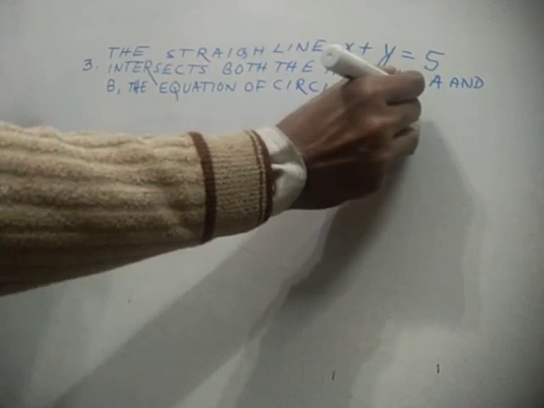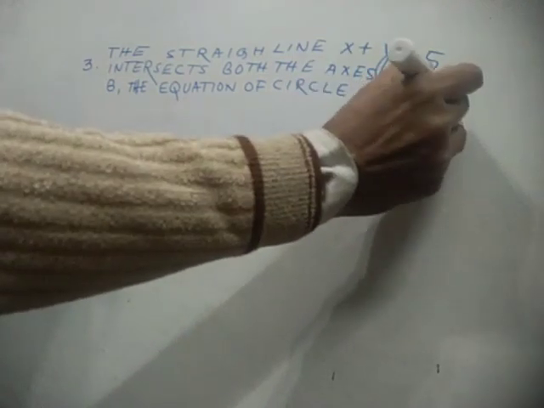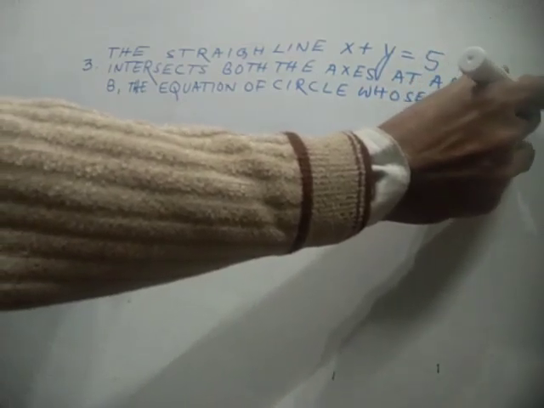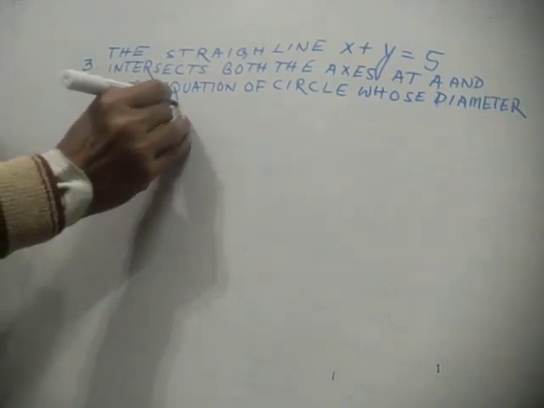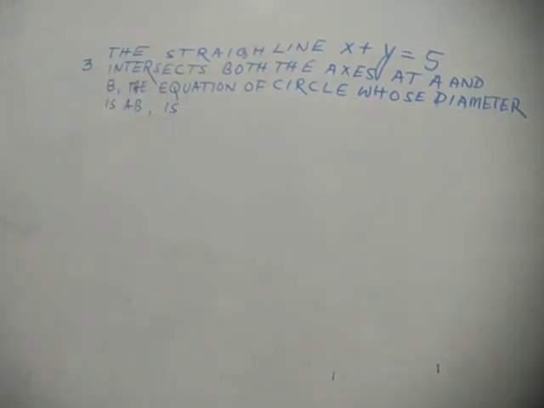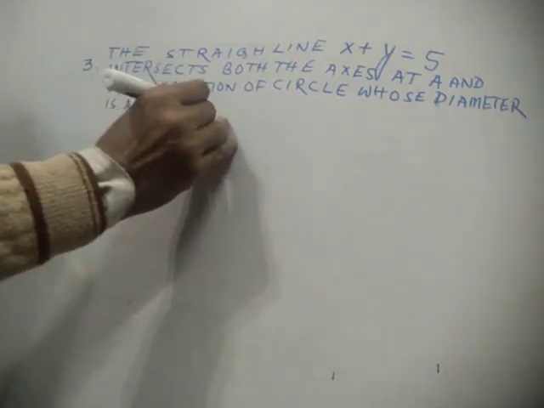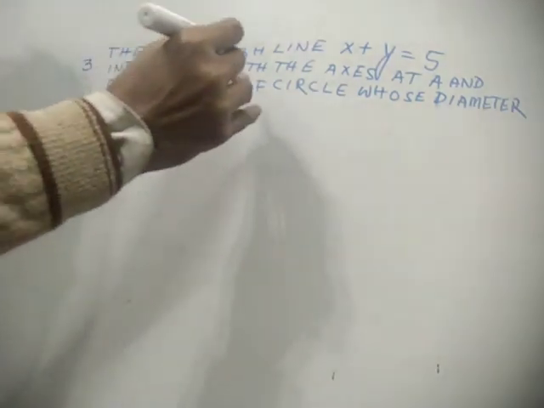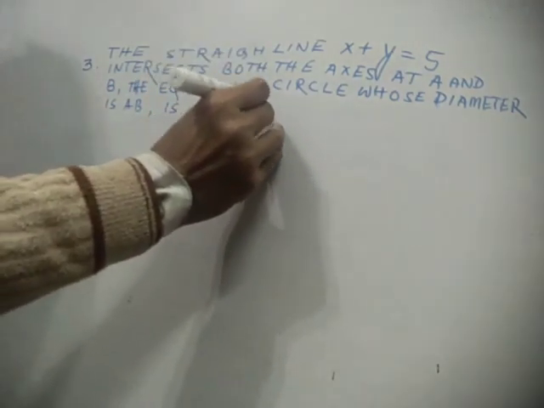Now for these, we need to know the two points A and B, because for a circle whose diameter is AB, we need to know these two extreme points of the diameter, A and B. So how to get points A and B? For this we need to follow the equation of the straight line, x plus y equals 5. First let's complete the writing of the question.